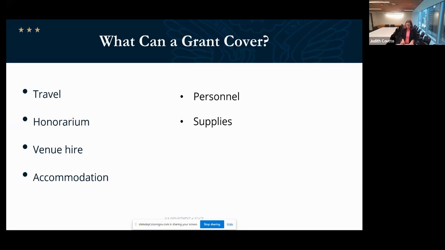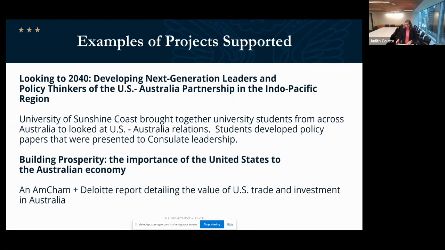I think the best way maybe to explain what our grants can do is to show you a few examples of grants we've funded in the past. So we have received a lot of really exciting and compelling grant proposals over the years, and here are some examples of the projects we have supported. We partnered with the University of the Sunshine Coast to bring together university students from across Australia to look at US-Australia relations. Students then participated in a series of workshops to develop policy papers that they presented to the consulate leadership with recommendations for how the US-Australia partnership should look in the Indo-Pacific region.